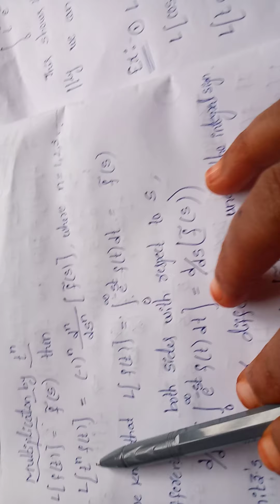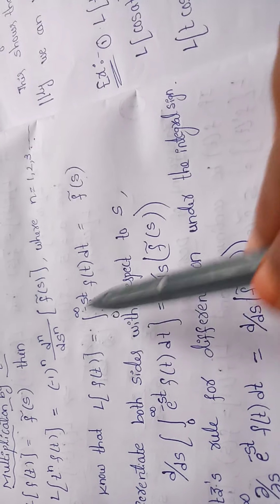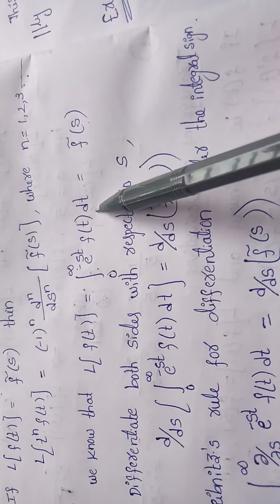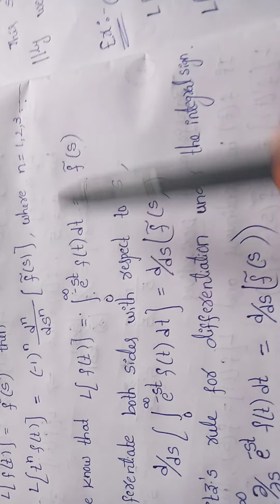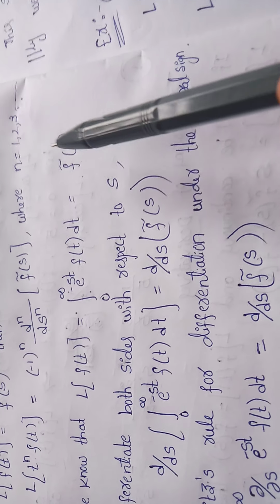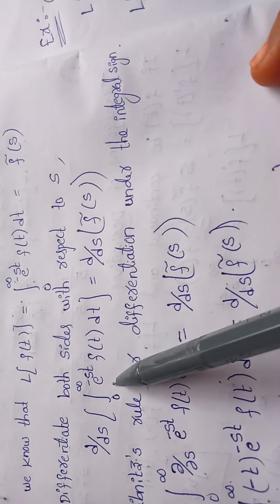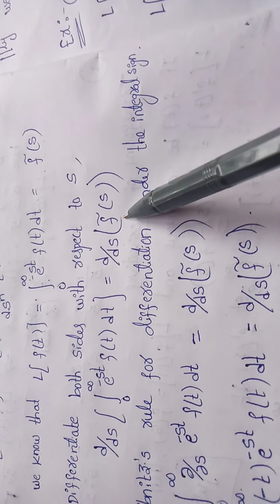First, write the formula: L of f of t is the integral from 0 to infinity of e power minus st f of t dt, and that is f bar s. Take differentiation on both sides with respect to s. So d by ds of the integral equals d by ds of f bar s.